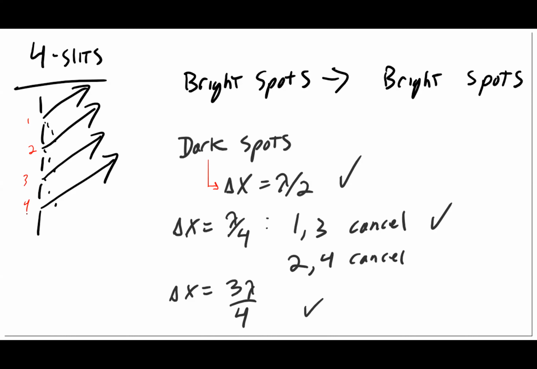But now I've also got more dark spots. At lambda over 4, the path difference between slits 1 and 3 will be lambda over 2. So now slits 1 and 3 will cancel out, slits 2 and 4 will cancel out, and then I've got a dark spot. I'm also going to have one at 3 lambda over 4. So as I'm adding slits, my bright spots are staying the same, but my dark spots are multiplying. I'm now having more and more locations where I've got destructive interference.